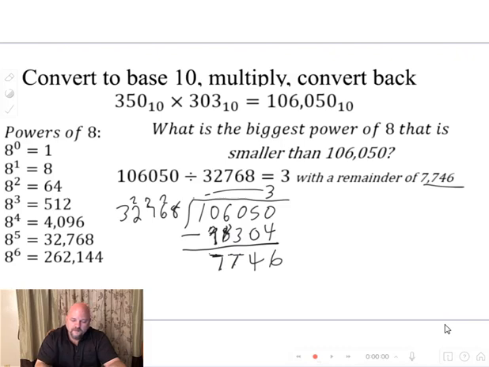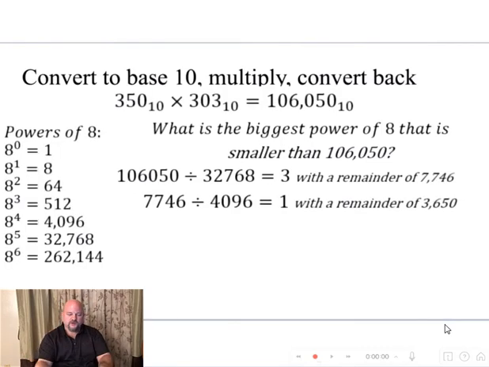But guess what? We're not done. So what do we do next? We have 3. And so now we go to the next. We start with 8 to the fifth. We now divide the remainder of 7,746 by the next lowest power of 8, which is 8 to the fourth, or 4,096. We continue this process. We just iterate. We just keep going. Well, 7,746 divided by 4,096 gives you 1 with the remainder of 3,650.